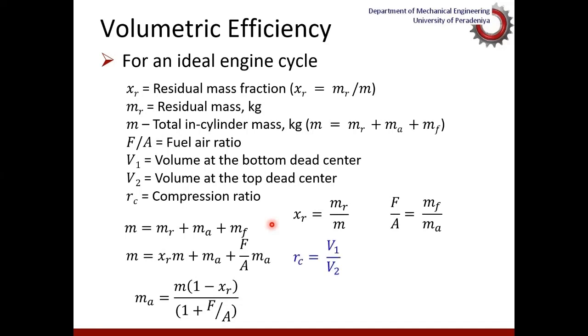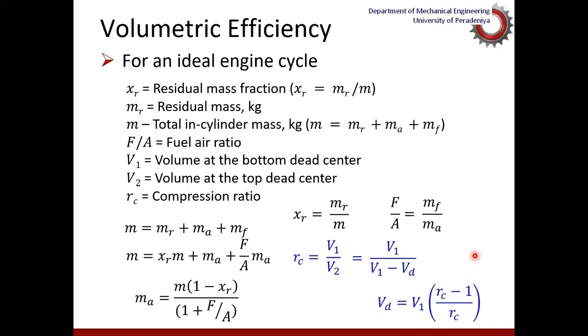Similarly, the compression ratio is the ratio of maximum volume to minimum volume. And of course, the minimum volume is the maximum volume minus the displaced volume. So if you obtain a relationship for displaced volume, we can represent it as a function of the maximum volume and the compression ratio, as you can see here.